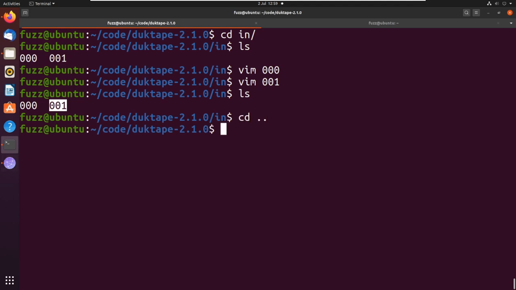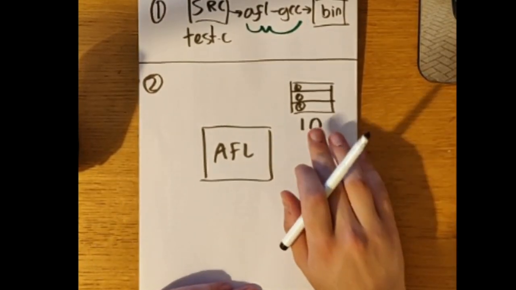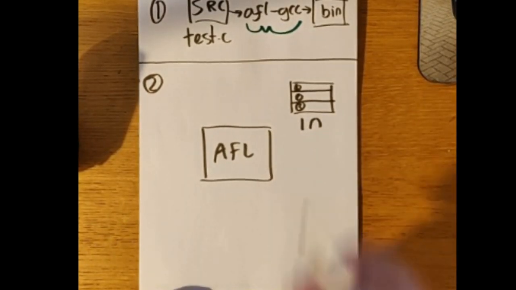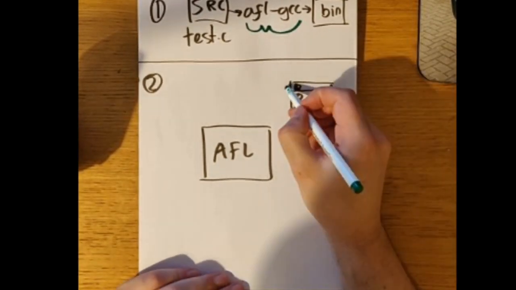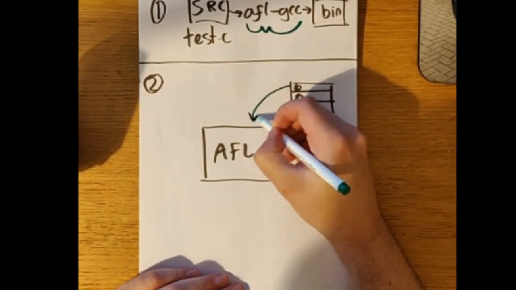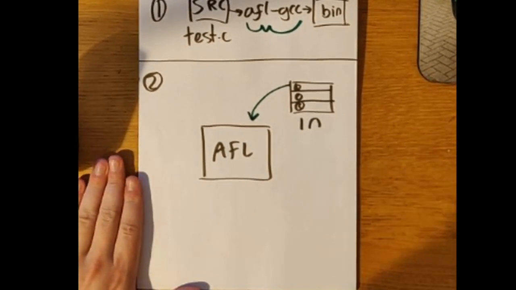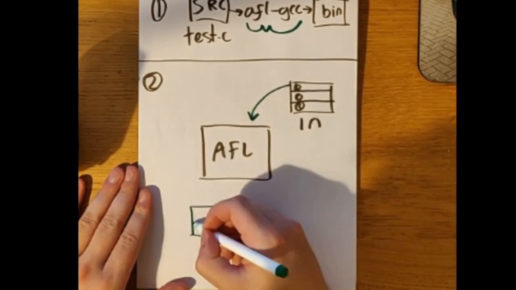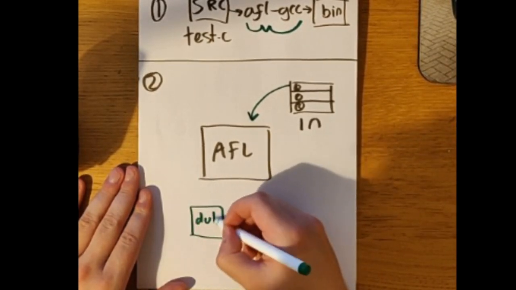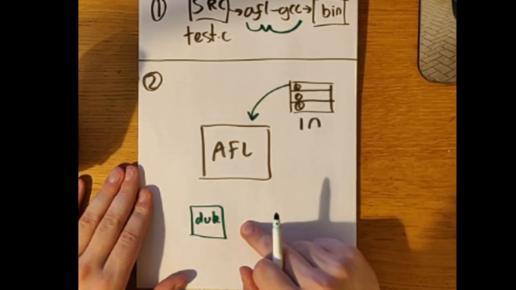We've also created an out directory, but I'll explain that in a sec. So first things first, like I said, we've created this in directory. What the fuzzer is going to do is, when it loads this data, it's going to load the first test case. It's going to read it. Then it's going to spawn that duck binary, D-U-K. And remember, this binary is instrumented, so we can record it.